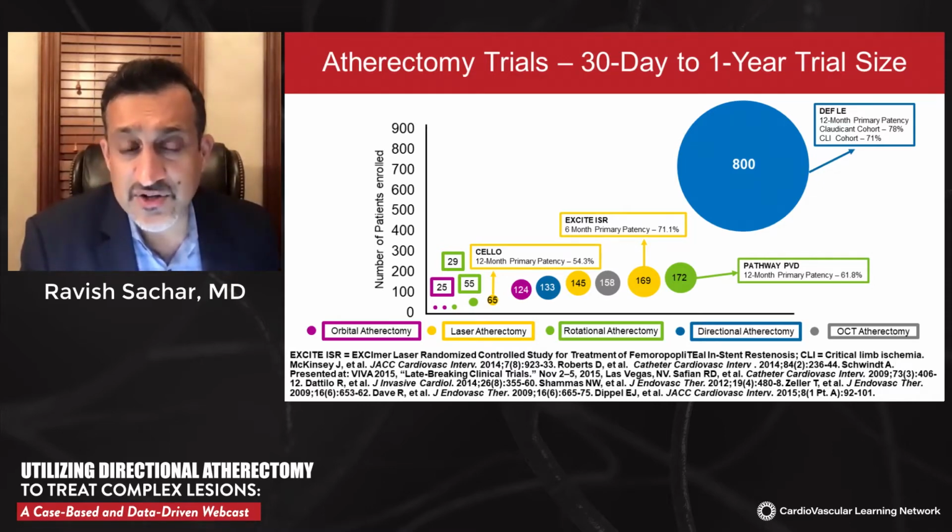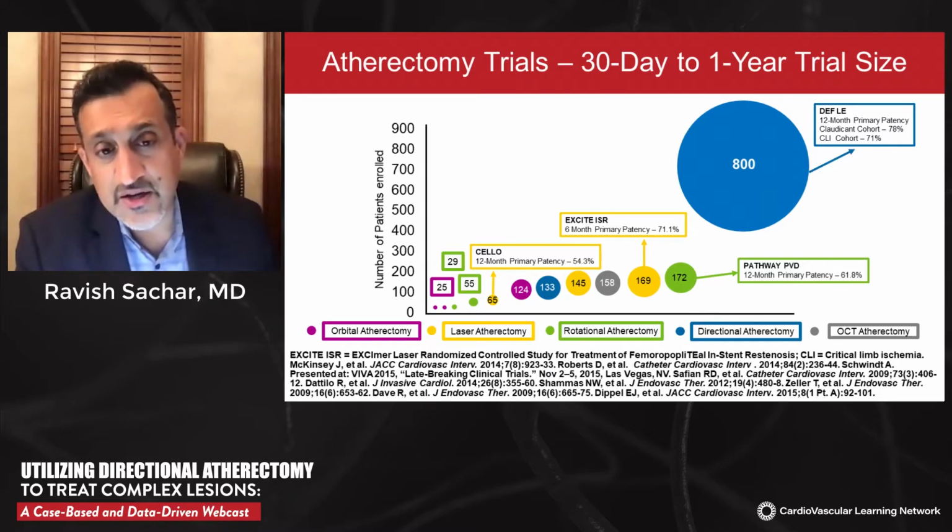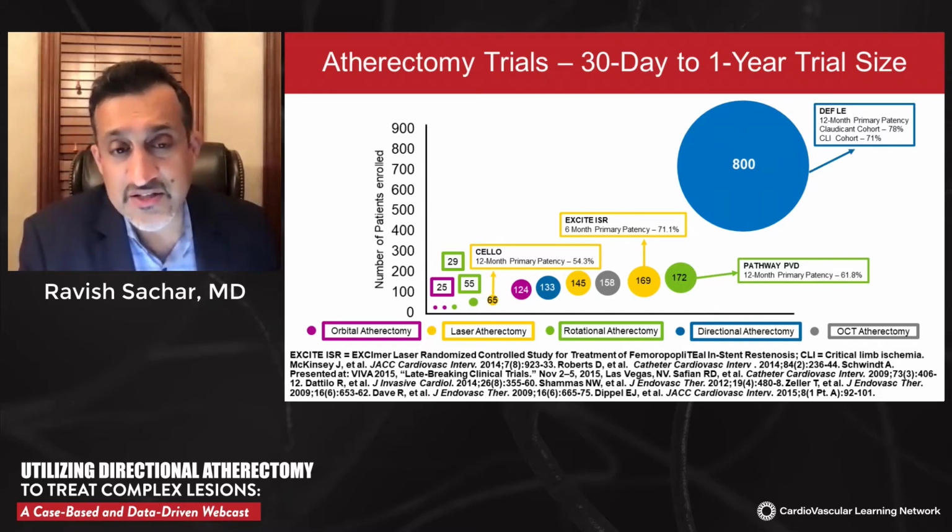The Excite ISR study looked at laser atherectomy in patients in the femoral popliteal segment who had in-stent restenosis. The patency data are available only at 6 months, and that was 71.1%. And laser atherectomy was also looked at in the femoral popliteal segment in a randomized manner, but in a small study. And in this study, the patency in non-stented segments of the femoral popliteal artery was 54.3% at 1 year.